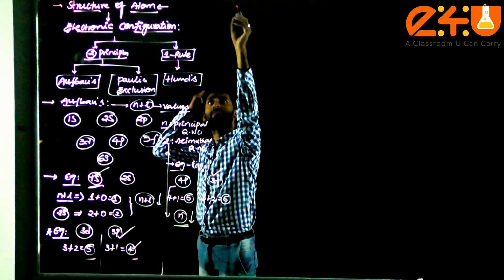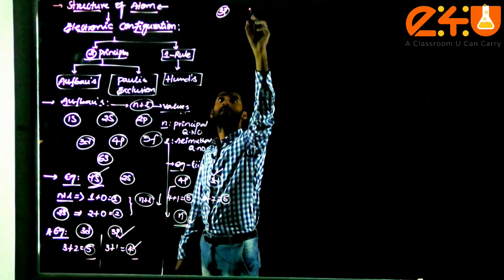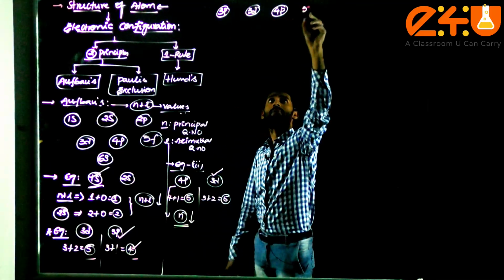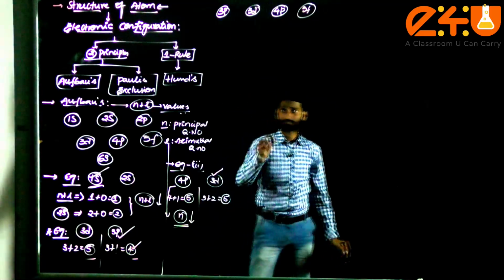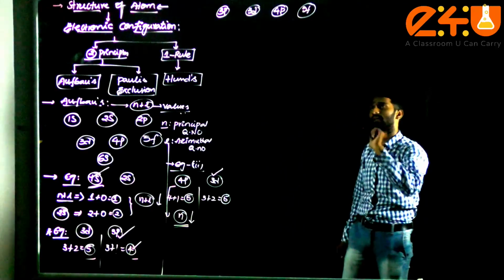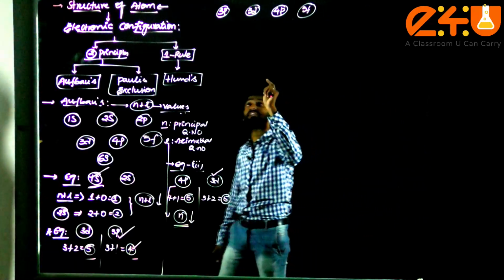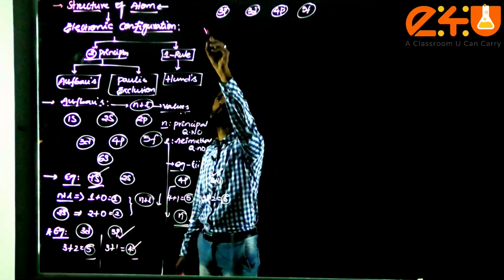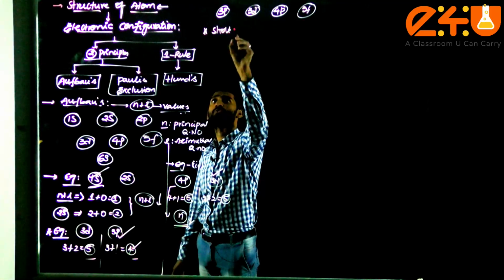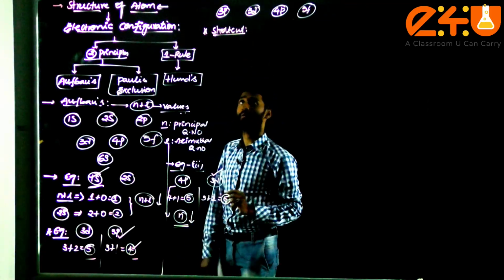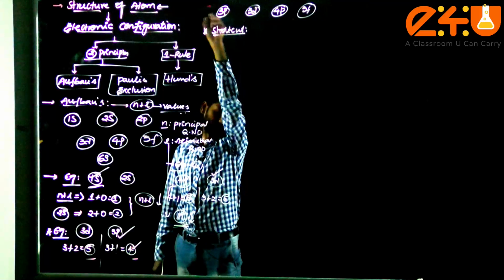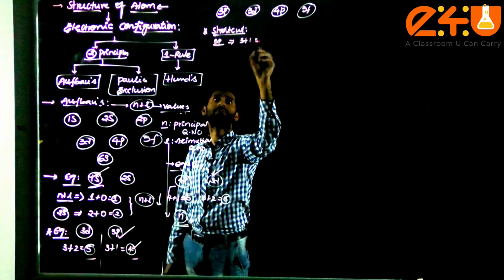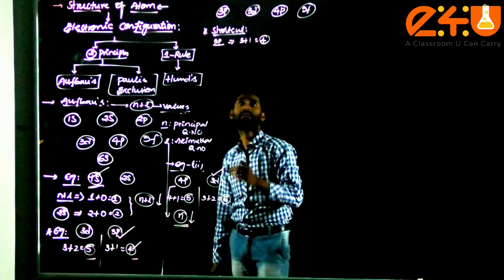Sometimes they give it like this: 3p, 3d, 4p and 5f. Among the following, the electron will enter which subshell first, if they ask. Students, don't get confused, I am going to give a very important shortcut. You should not forget it. First of all, I am writing n plus l for 3p: 3 plus 1 is equal to 4. So I am writing 4.